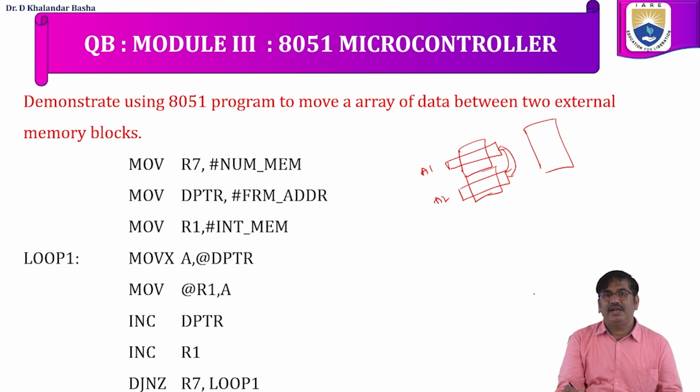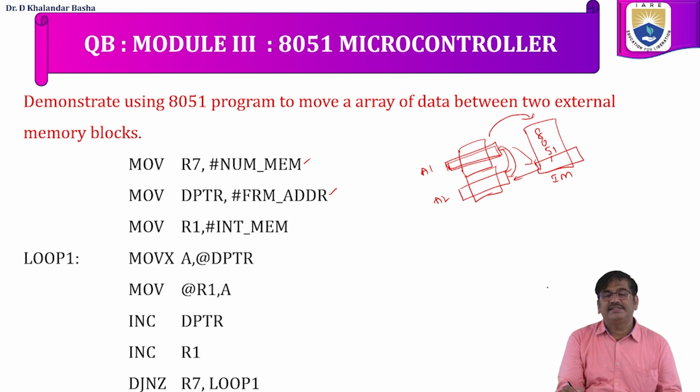The external memory we can't directly copy from one external memory to another external memory. So first we copy from the source memory, from where we were getting the data, into the internal memory of the 8051. Once it is copied into the internal memory, then this data will be copied into A2. From A1 to internal memory, from internal memory to A2. Here, the number of memory locations we are going to transfer will be loaded into the R7 register. Then the starting address of the external memory from where we were getting the source data, that address we are going to load into DPTR.